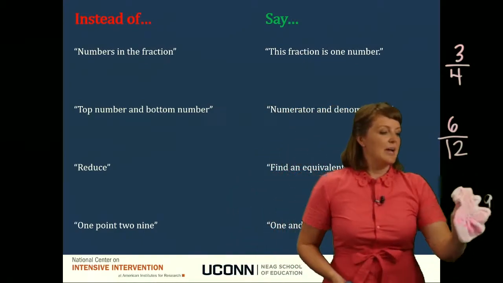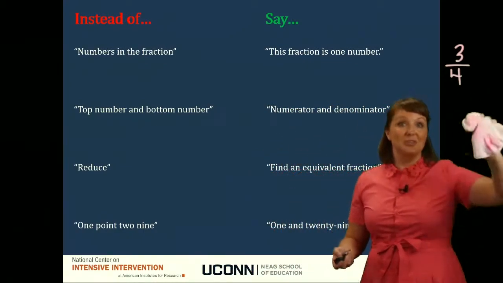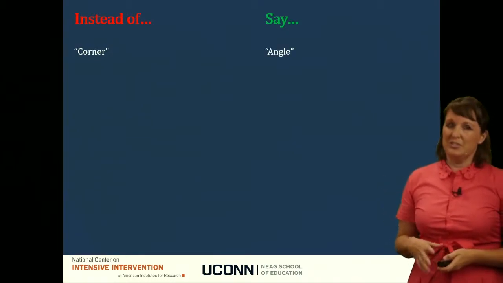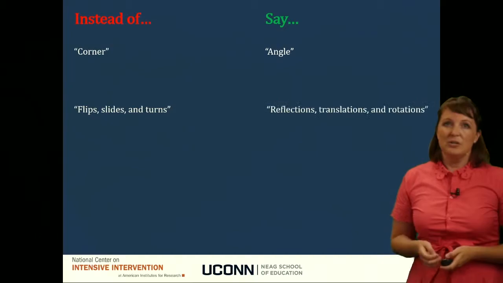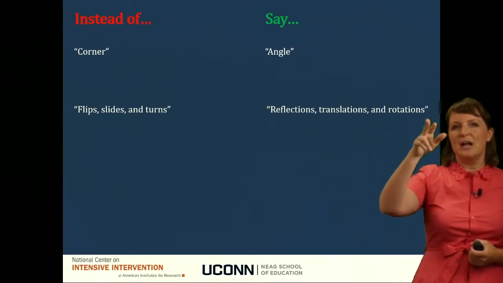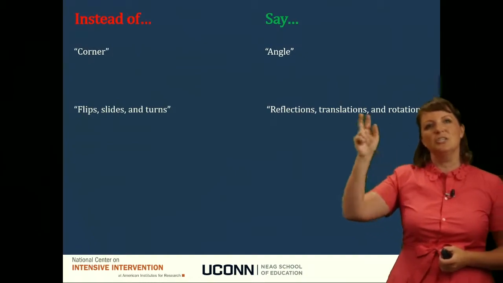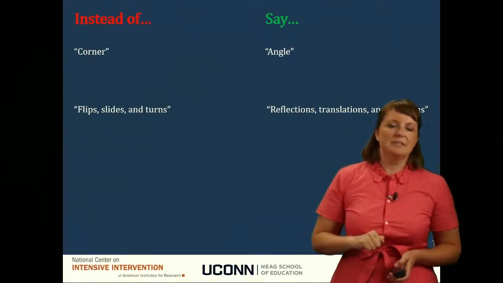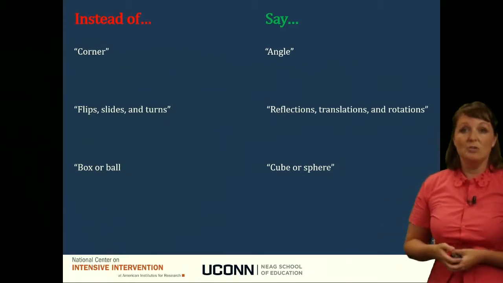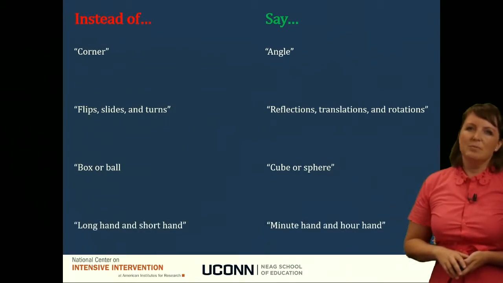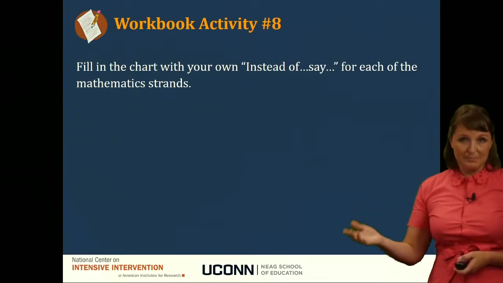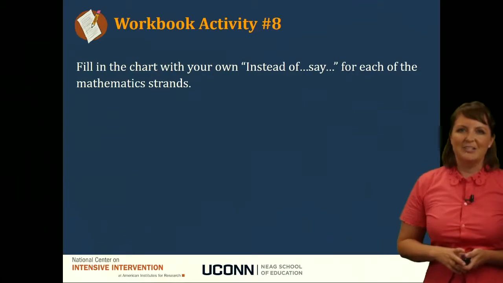Now I have a few others of instead of this, say that, and I'm not sharing all of them with you today because you're going to come up with a few of them in just a few minutes. But instead of corner, you should say angle. Instead of flips, slides, and turns, you should talk about reflections, translations, and rotations. Now you might say, Sarah, that's a mouthful. But when we look at how students are asked to think about transformations, it'll say which of these is a translation, which of these is a reflection. It never asks which of these is a slide, which of these is a turn. Instead of a box or ball, we should think about the technical terms, cube and sphere. And then we have the long hand and short hand, which represent the minute hand and hour hand. Now I want you to fill out the chart with your own examples of instead of this, say that for each of the mathematics strands.